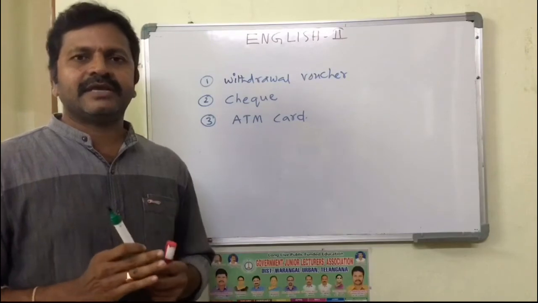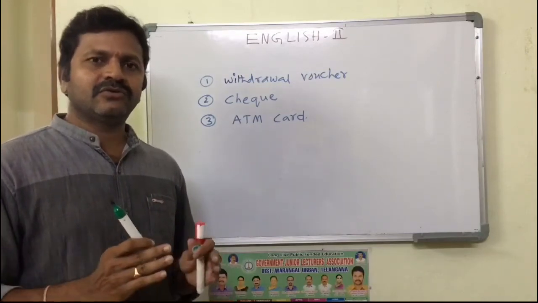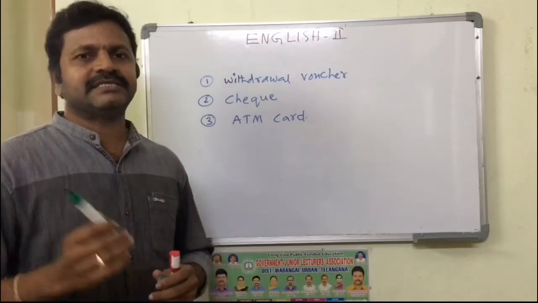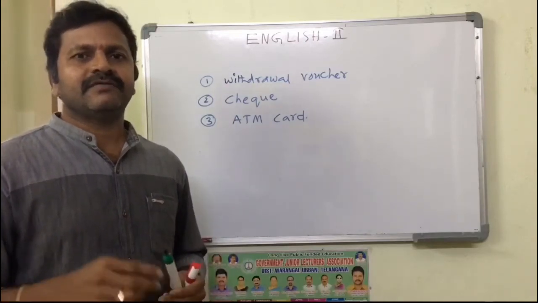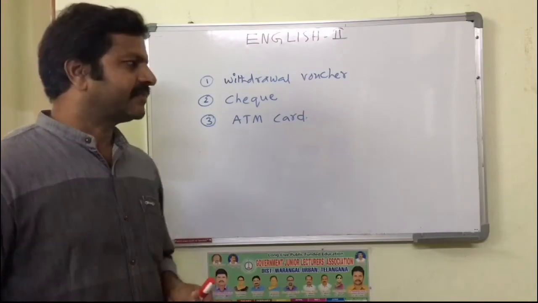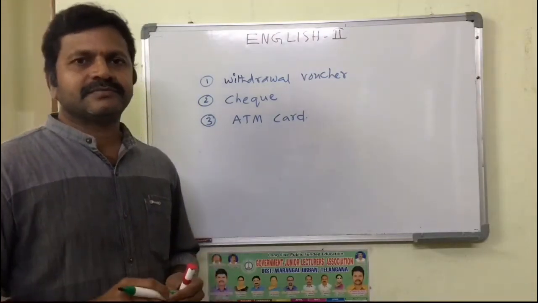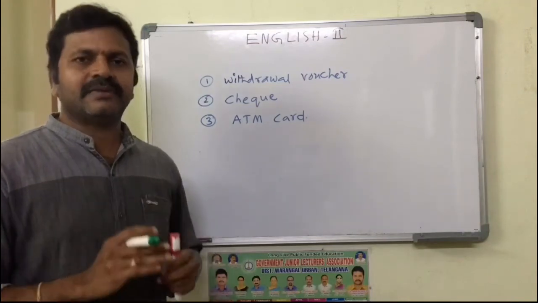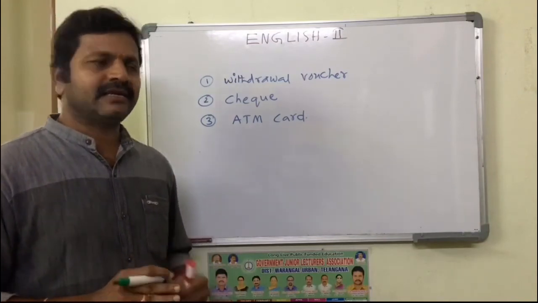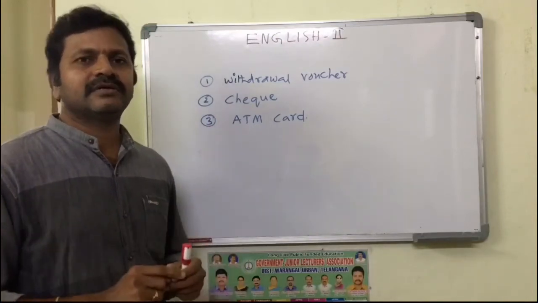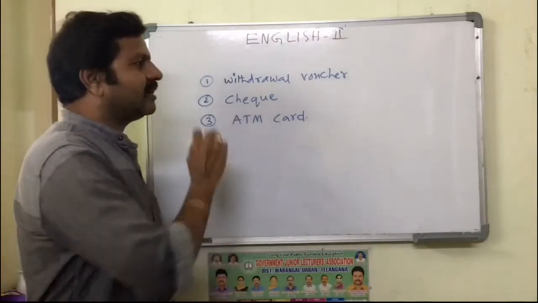For withdrawing money using a check, you have to go to the bank, or you can send a messenger instead, giving him or her a bearer check. If you don't have a checkbook and you have to withdraw money from your bank account, then you have to go to the bank along with your passbook and fill up a withdrawal voucher.